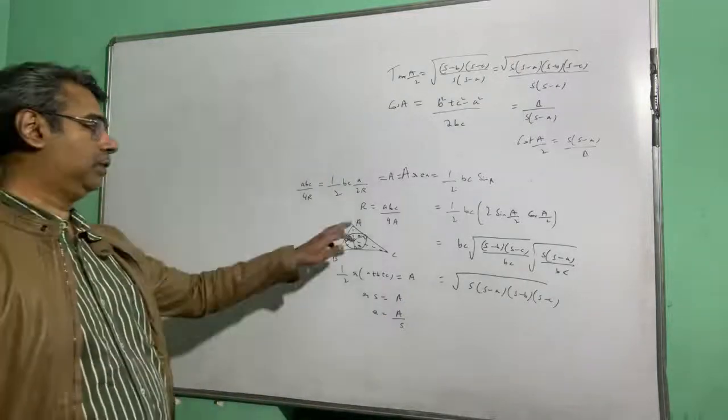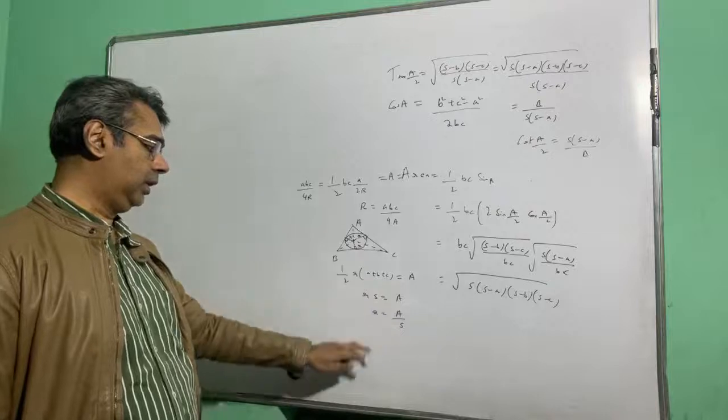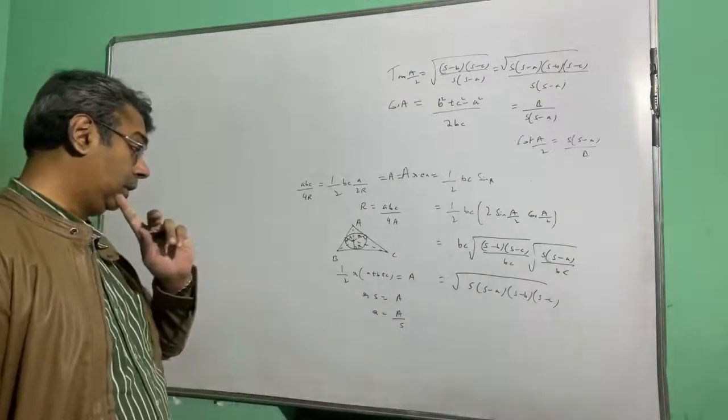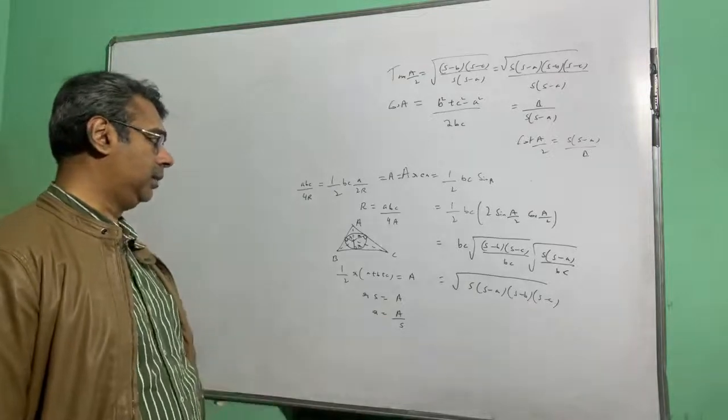So the formula for circumradius is abc by 4 into area, and the formula for inradius is area by semi-perimeter.